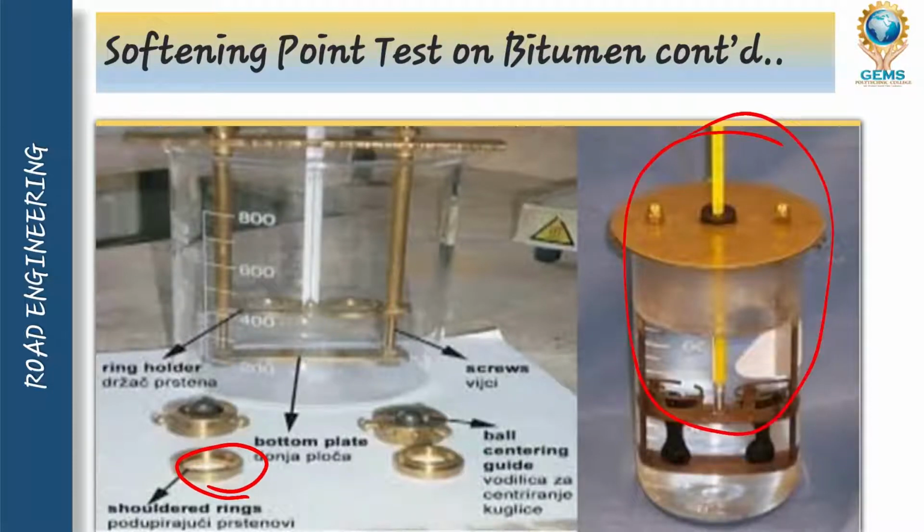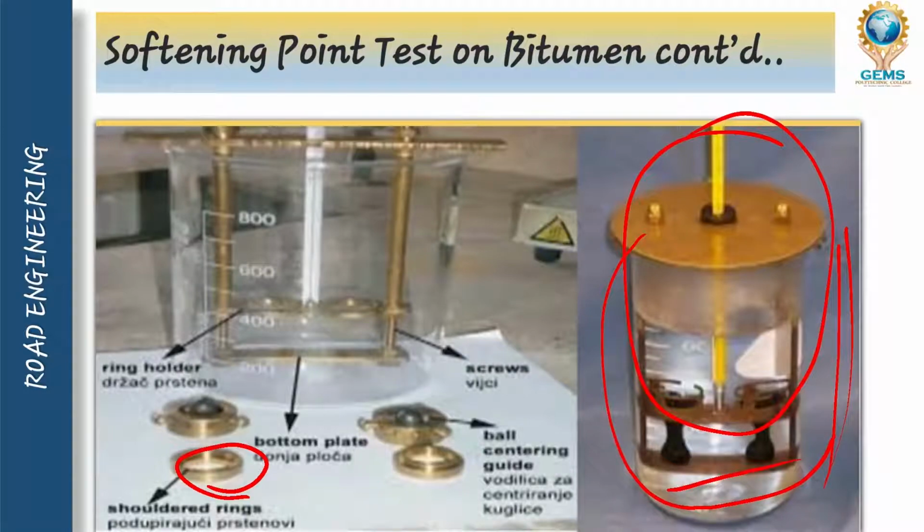as you can see in this image. And this funnel and this tube will be used for testing of softening point. And when the water is boiled, that boiled hot water makes the bitumen softer. And when the ball comes from top to bottom, as you can see in this image, that shows your bitumen got softened. And this is how the bitumen test will be conducted.